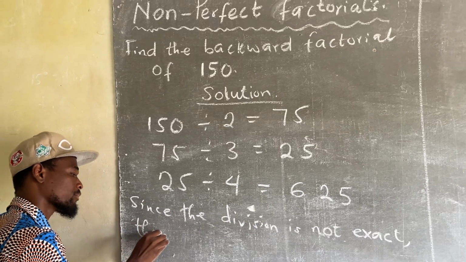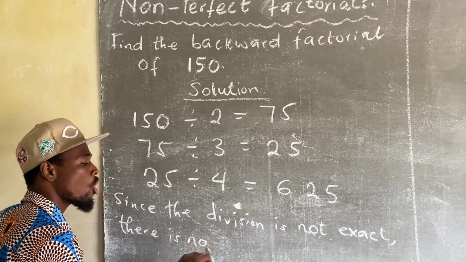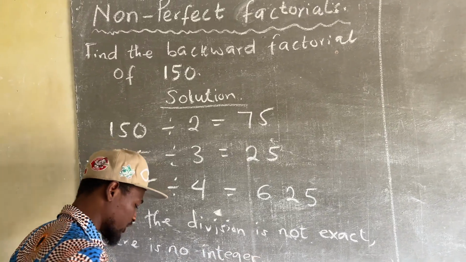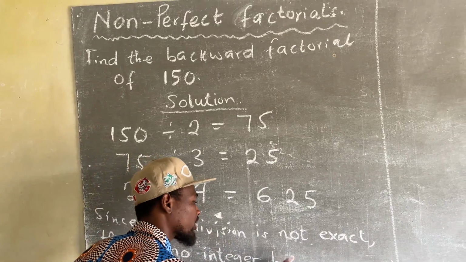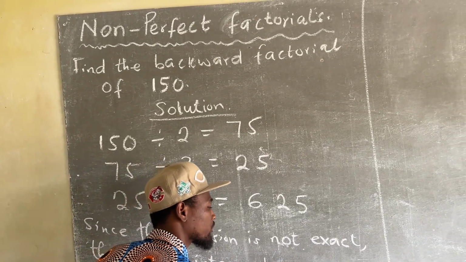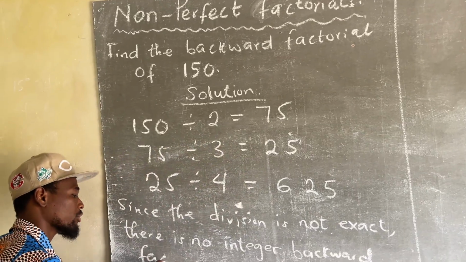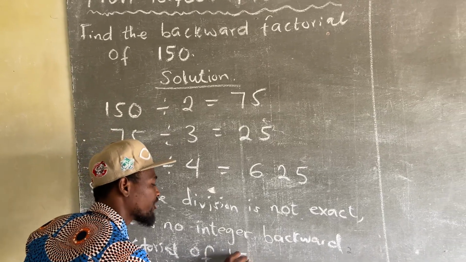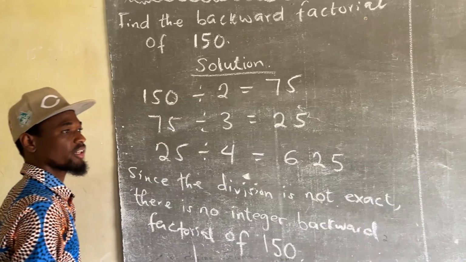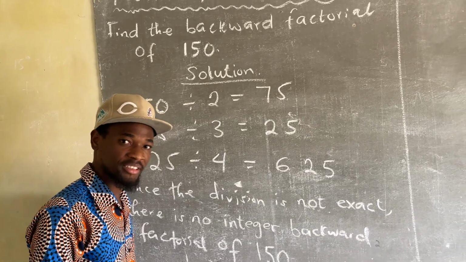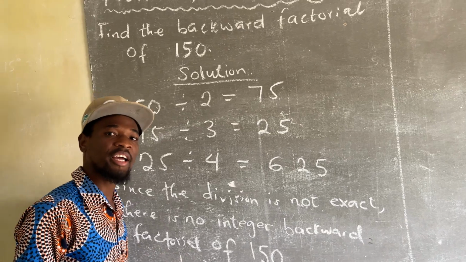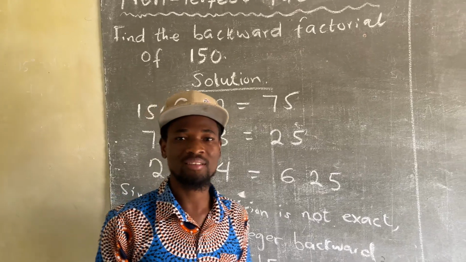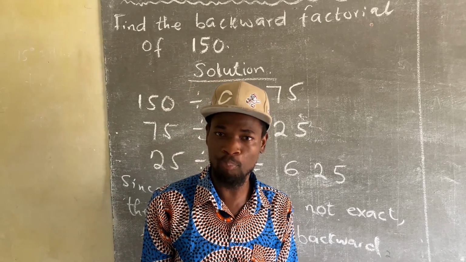there is no integer backward factorial of 150. In other words, 150 is not a perfect factorial. All right, viewers, this is the end of this simple topic.